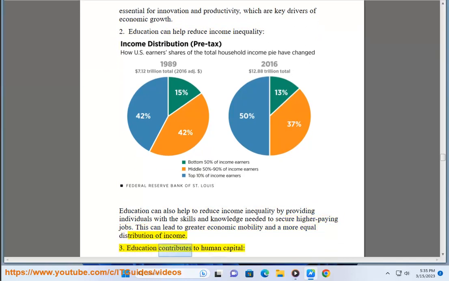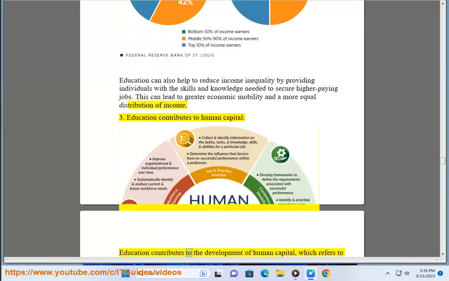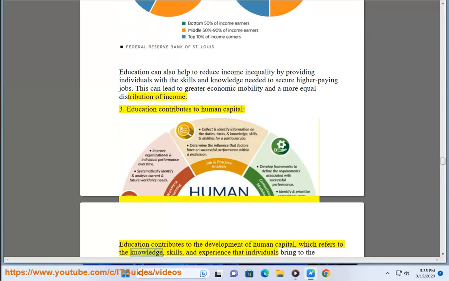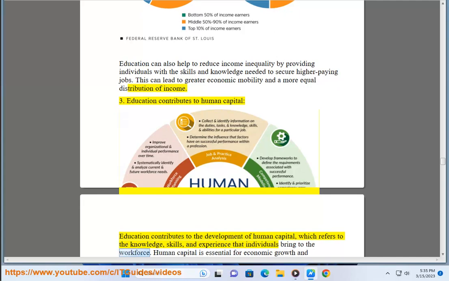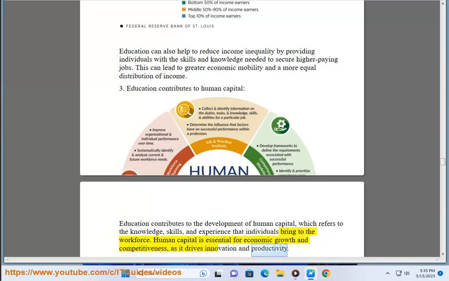3. Education contributes to human capital. Education contributes to the development of human capital, which refers to the knowledge, skills, and experience that individuals bring to the workforce. Human capital is essential for economic growth and competitiveness, as it drives innovation and productivity.